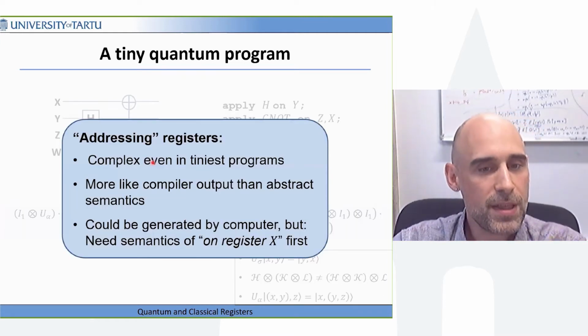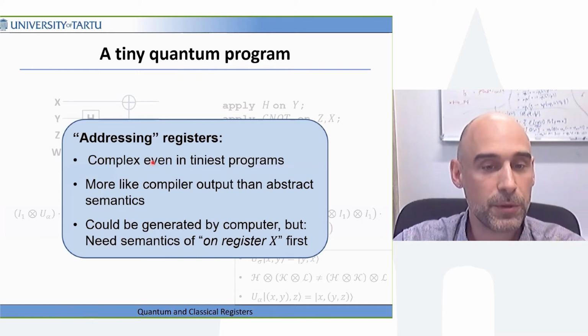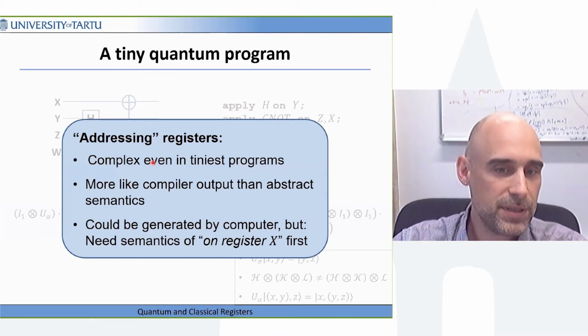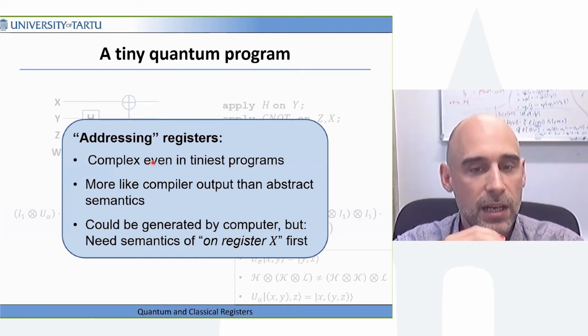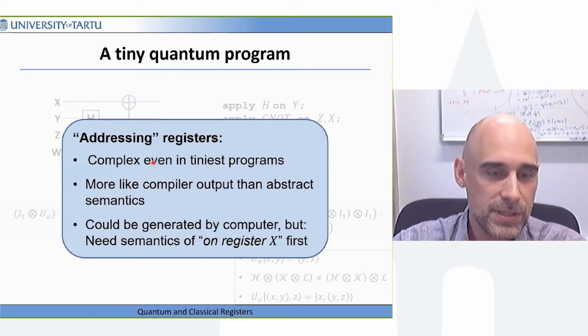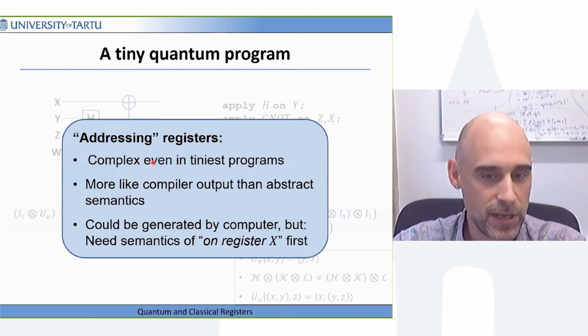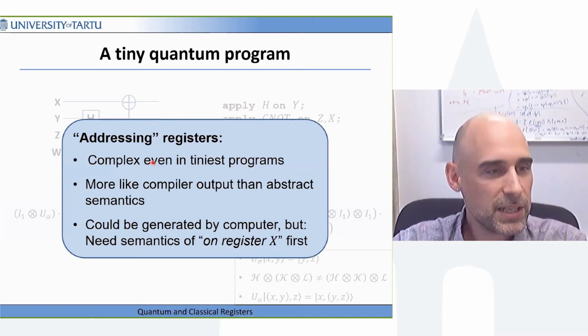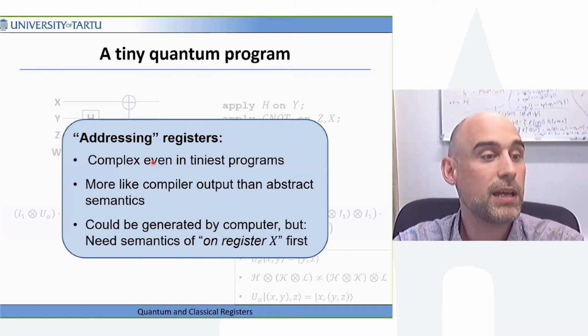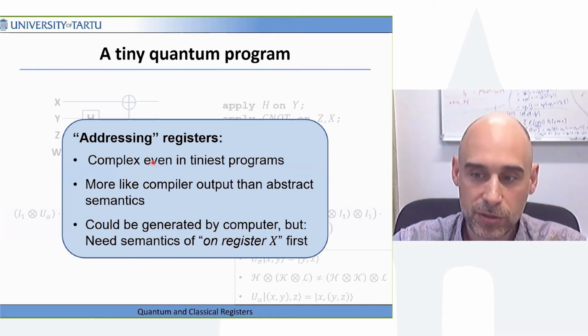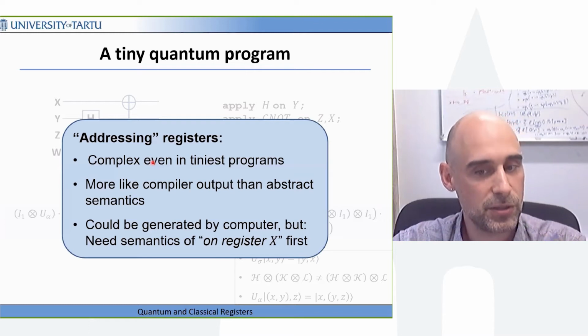So we have the problem that when we have registers in our quantum memory and we want to address them, this can be quite complex from the semantic point of view. I'm not talking about implementation here, even in the tiniest programs. And the result we get, this long expression that was here in the background, looks more like something that a compiler should output and not our specification of the behavior of the register. And you might say, well, we can generate those terms with a computer. But if you want to do that, we first need to have a semantics of what it means to do something on register X before we can at least prove that this long term here actually does apply C0 on a certain register.